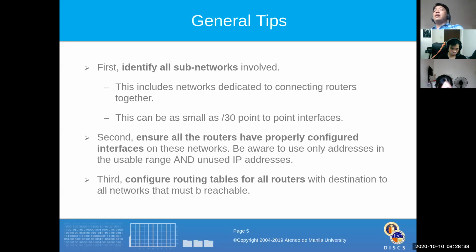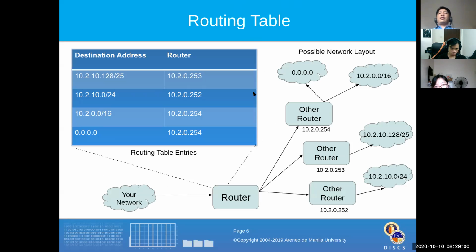And of course, the third step is to configure the routing tables for all routers, which is actually the major exercise for this particular activity. So these are the general steps, and the goal is really to configure the appropriate routing table so the packets actually get to their proper destination. Okay? Questions so far?